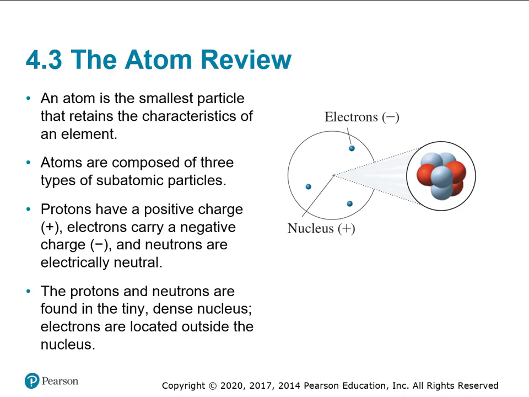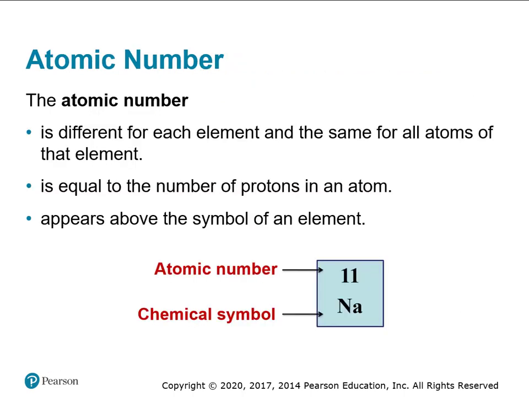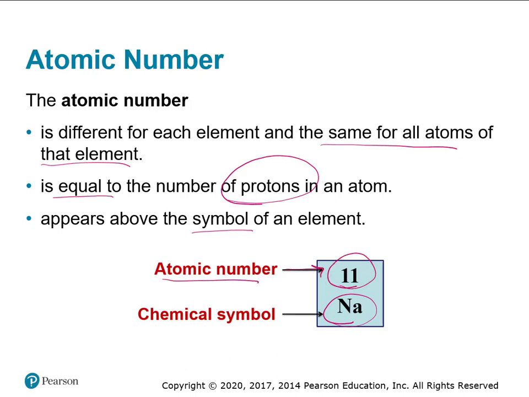Take a minute to look over the Section 3 review to make sure that you understand all of these pieces of information about atoms. Moving on to Section 4, atomic number and mass number. Our learning goal for this section is, given the atomic number and the mass number of an atom, state how many protons, neutrons, and electrons there are. The atomic number is different for each element, but the same for all atoms of that element. The atomic number is equal to the number of protons in an atom, and it appears above the symbol of an element. So for example, if I looked at sodium, it says right above sodium, 11. So its atomic number is 11. That also means it has 11 protons.